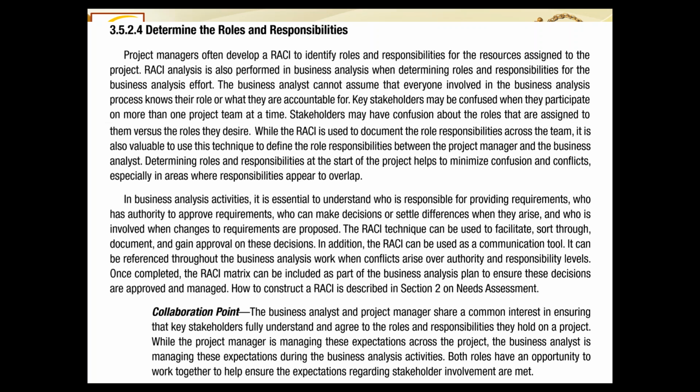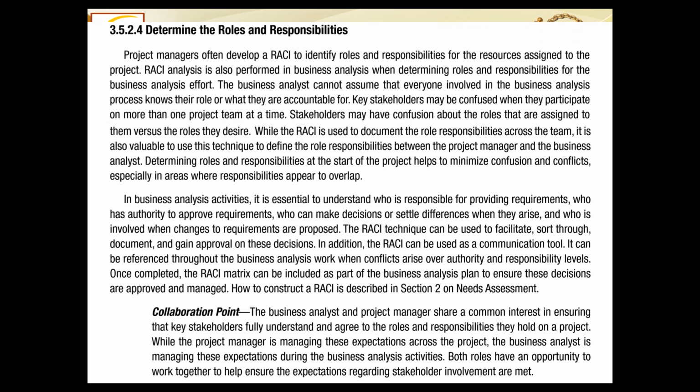Determining roles and responsibilities at the start of the project helps to minimize confusion and conflicts, especially in areas where responsibilities appear to overlap. And as I said, there is a lot of overlap between the responsibilities of the business analyst and the project manager. In business analysis activities, it is essential to understand who is responsible for providing the requirements, who has authority to approve the requirements, who can make decisions or settle differences when they arise, and who is involved when changes to requirements are proposed.